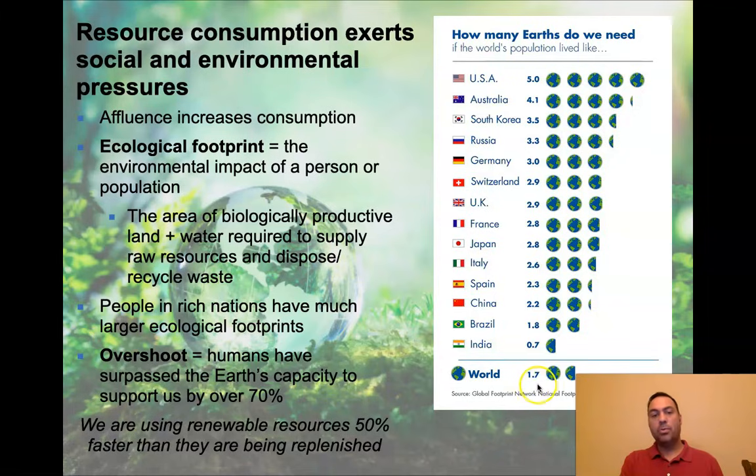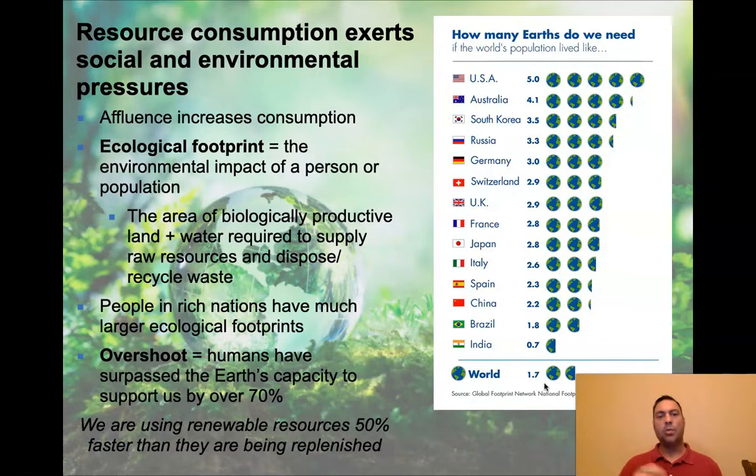Currently, the world is at 1.7 Earths, and that should drive a pretty interesting question to your mind. If there's 1 Earth and everybody's on it, and we're growing in population, then how is it we require 1.7 Earths of resources to make that happen? We're going to get into how that happens a little bit later on.